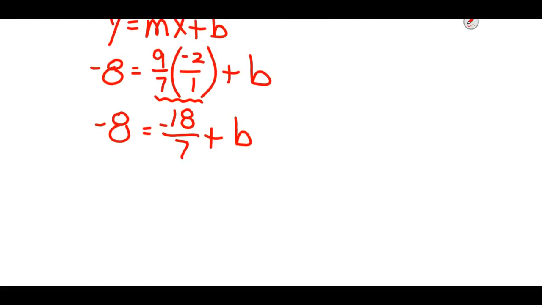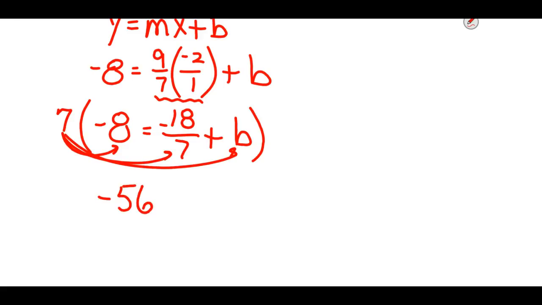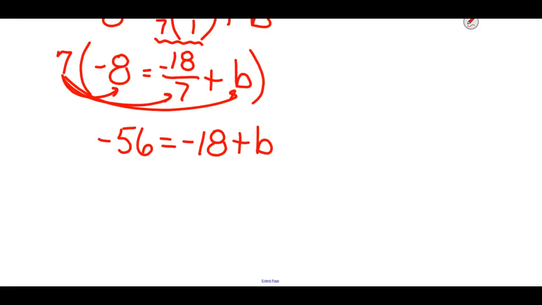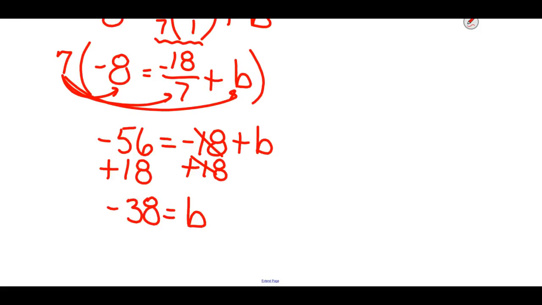Now, we can get rid of the fraction right now, again, by multiplying through the distributive property times a 7, which means I'm going to have to distribute the 7 throughout here. So I have a negative times a positive gives me a -56 equals, my 2 7s will reduce, leaves me with a -18 plus b. Now I'm going to solve for b in this case. So I'm going to get rid of my 18, subtract my 2 numbers, this gives me a -38.